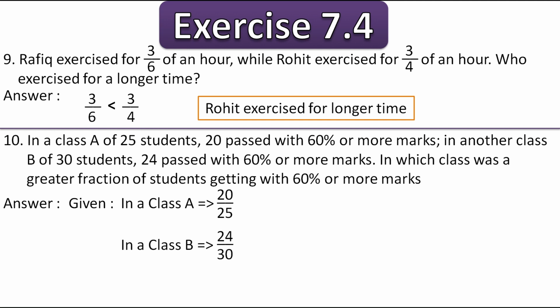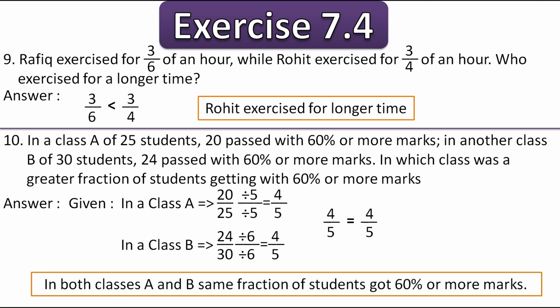Okay, so let's convert these fractions into simplest form. Here in the first fraction I am dividing by 5. So I got the answer as 4 upon 5, and when I divide the second fraction by 6, I am getting the answer as 4 upon 5, same. So both the fractions are equal, therefore in both the classes A and B, the same fraction of students got 60% or more marks. So here the exercise 7.4 ends.